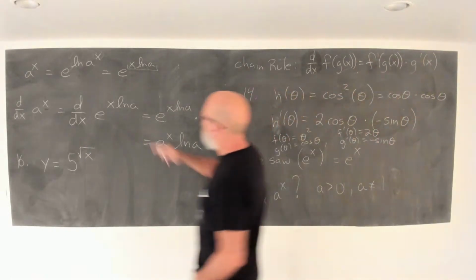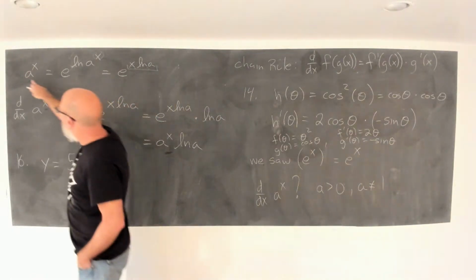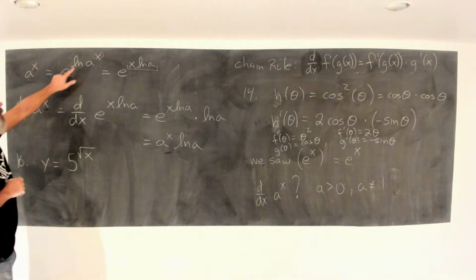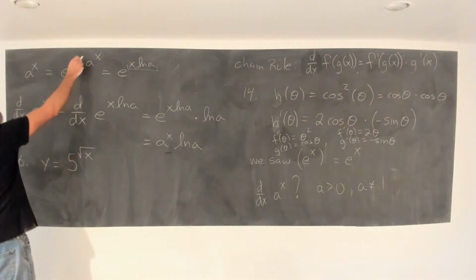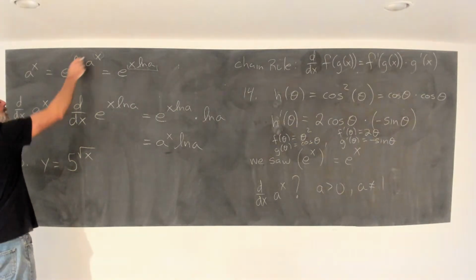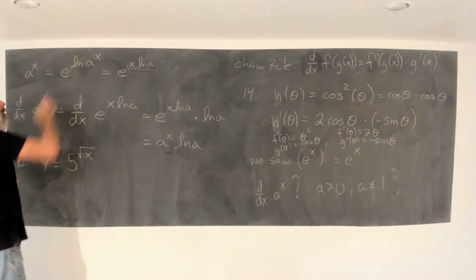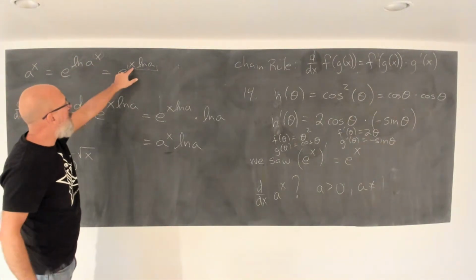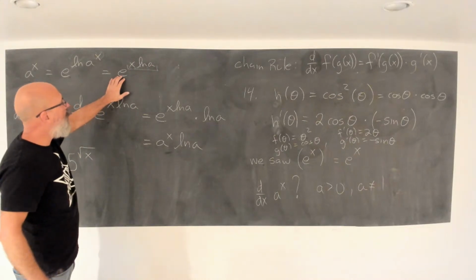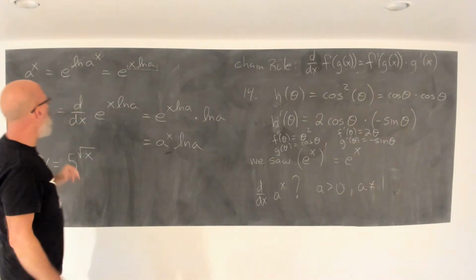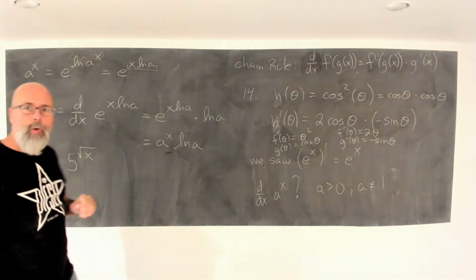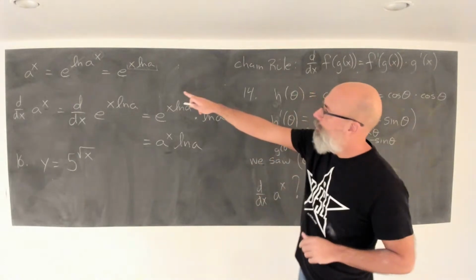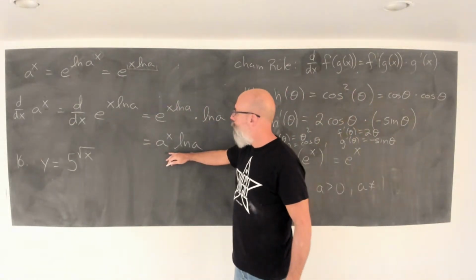Alexis is asking why is it the derivative of e to the x ln a? Well, we have the work right here. A to the x is the same as e to the ln a to the x. Because exponentials and logarithms are inverse functions of each other, these just cancel out. Why do it? Well, this allows you to bring the x down and now you know the derivative of e to the x. So you can make use of that in figuring out what the derivative of a to the x actually is. The derivative of a to the x is a to the x ln a.